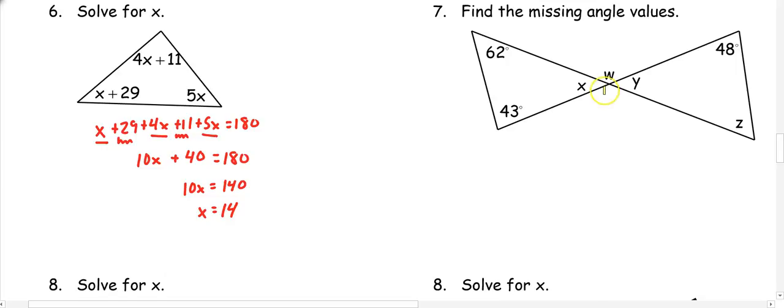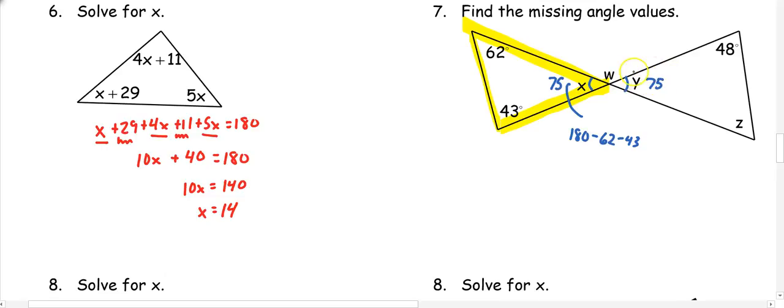In number 7, we actually have two triangles. So we're going to start with the triangle that has two measures, the triangle that's on the left. To solve for x, if I already know two of the angles, x has to be equal to 180 minus 62 minus 43. When I subtract those angles, I get that x is 75 degrees. Now remember that x and y are vertical angles, which means that y is also 75 degrees.